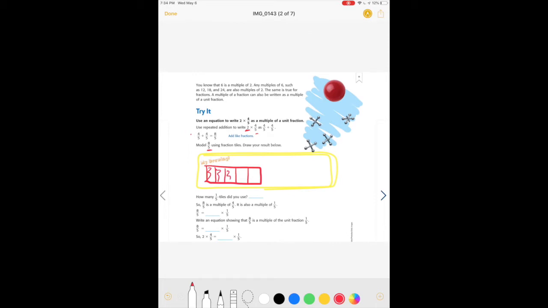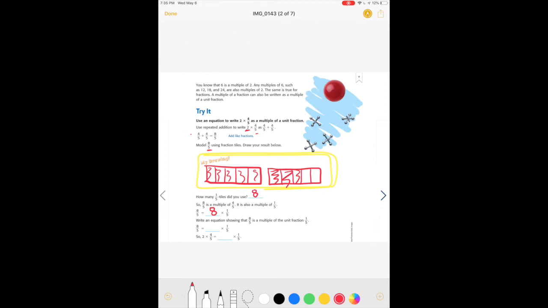1, 2, 3, 4, 5. That's not enough, so I need another fraction bar. 6, 7, 8. How many 1/5 tiles did I use? 8. So 8/5 is a multiple of 4/5. It's also a multiple of 1/5. 8/5 is equal to 8 times 1/5 because I needed 8 1/5 tiles.